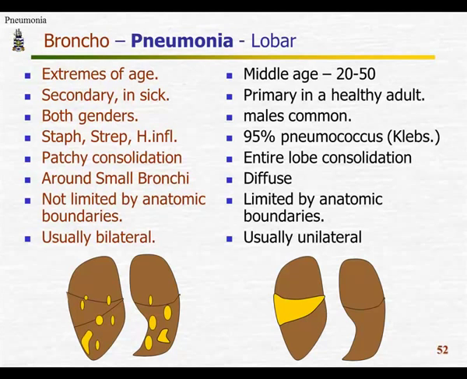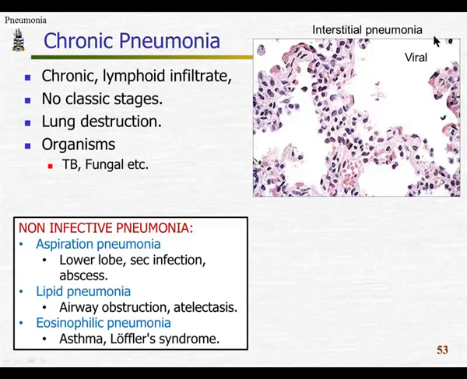Bronchopneumonia and lobar pneumonia, very important to recognize clinically. Bronchopneumonia is abnormal lung with infection, lobar pneumonia is normal lung with infection. Broncho is extremes of age, lobar is normal persons in the community. So, all other differences you read about.